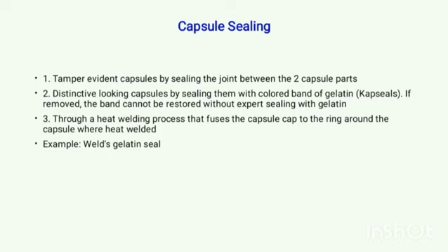Then capsule sealing. Tamper-evident capsules are made by sealing the joint between the two capsule parts. Capsules are made tamper-evident by sealing them with a color band of gelatin. If the band is removed, it cannot be restored without expert sealing with gelatin through a heat welding process that fuses the capsule cap to the body. The capsules are heat welded. Example, welded gelatin seal.